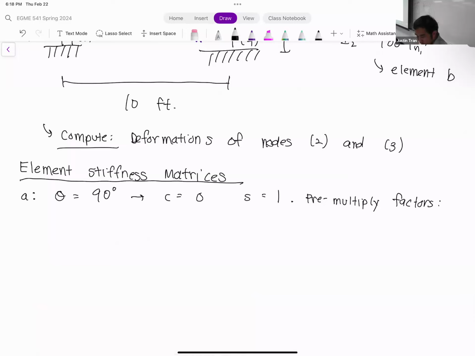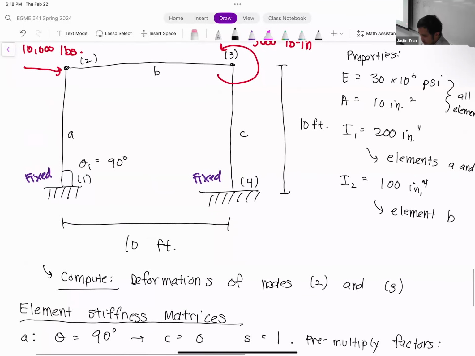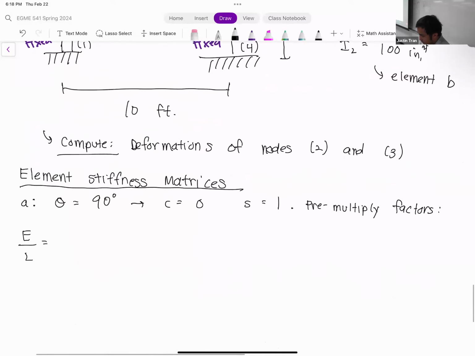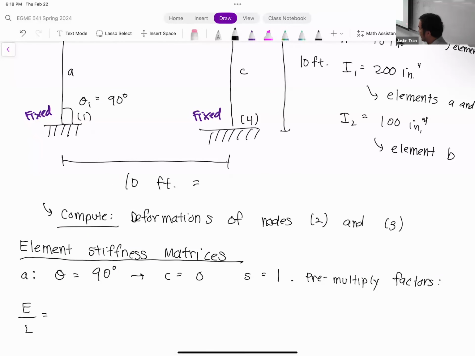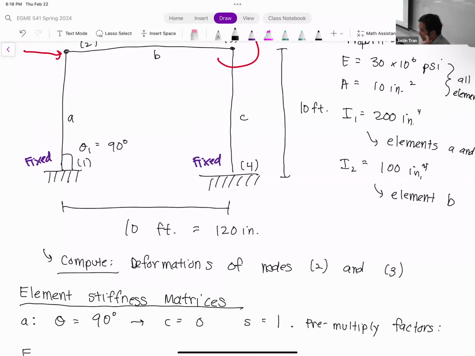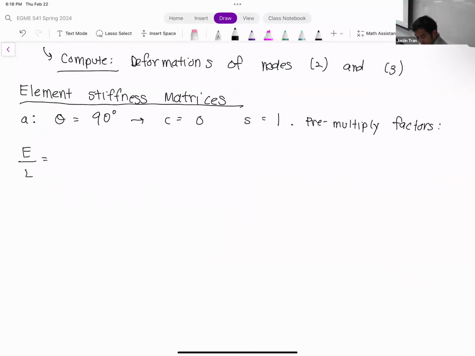Okay, so the first factor we're going to compute here is E over L. That's our coefficient out in front of the matrix. Okay, so we're going to take our Young's modulus. Our Young's modulus here is 30 times 10 to the 6 psi divided by the length. Okay, the length is given in feet, but everything else here is in inches, and so we convert this feet to inches. So we're going to have 30 times 10 to the 6 psi divided by 120 inches. Okay, this is going to give us 250,000 pounds per inch cubed. Okay.